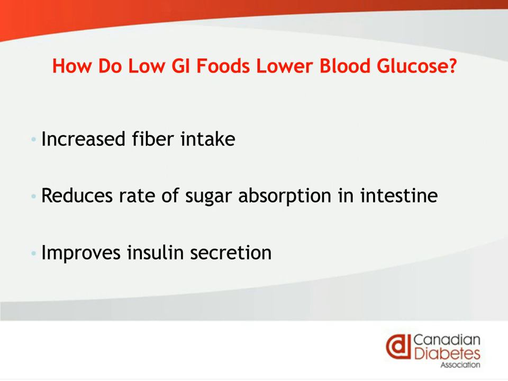Fiber content, and this is due to the different types of starches found in the low GI foods. And the starches that are found in the low GI foods are absorbed more slowly through your intestinal tract. And then there's also some research showing that low GI foods may improve insulin secretion and sensitivity. The evidence for this is that low GI diets may improve the function of the cells in the pancreas that secrete insulin, and this may be important for the prevention and progression of type 2 diabetes.